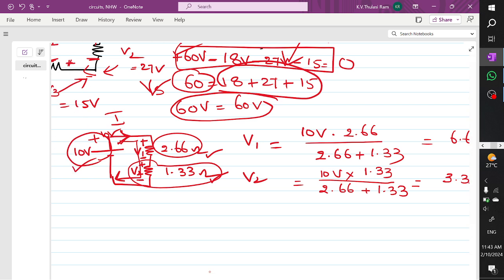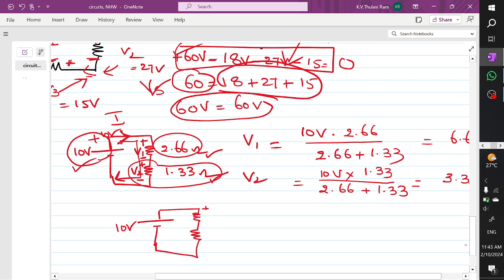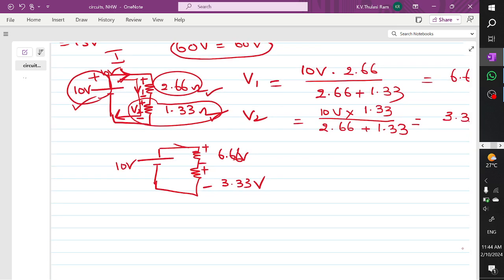Let's check whether we got the correct answer or not. The given circuit is like this, which is a 10 volts source and a resistor R1 and one more resistor R2, and what is the voltage developed here? Positive, negative, positive, negative. So this is of 6.66 volts, this is of 3.33 volts. Now try to apply the KVL. Current is entering at the positive terminal. Already the voltage polarities are marked, there's no need to worry. So what is the voltage at this point?